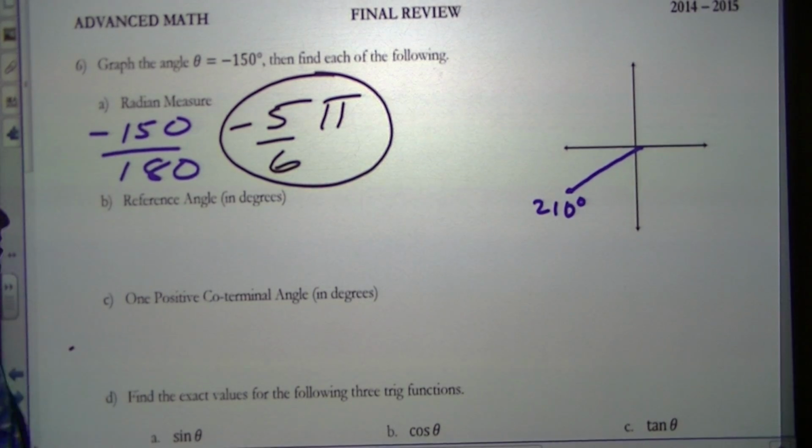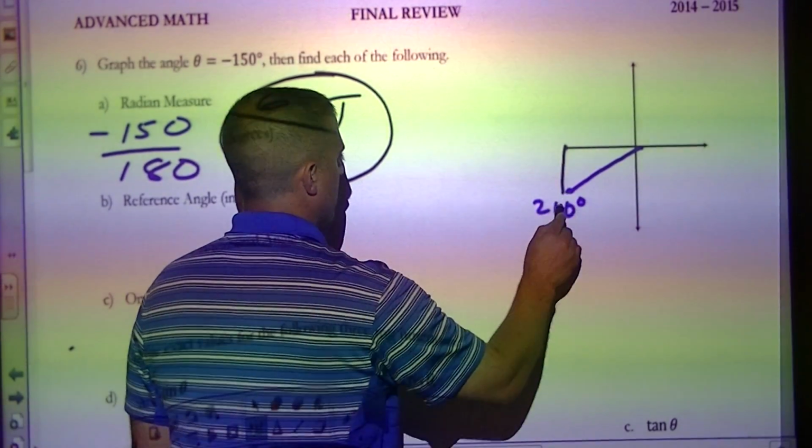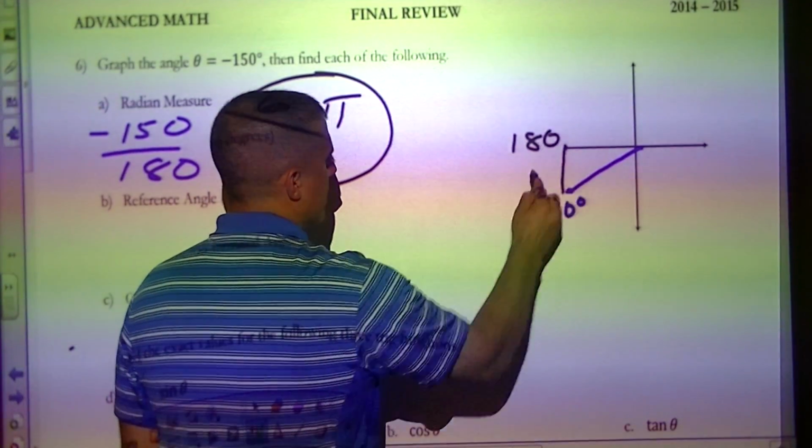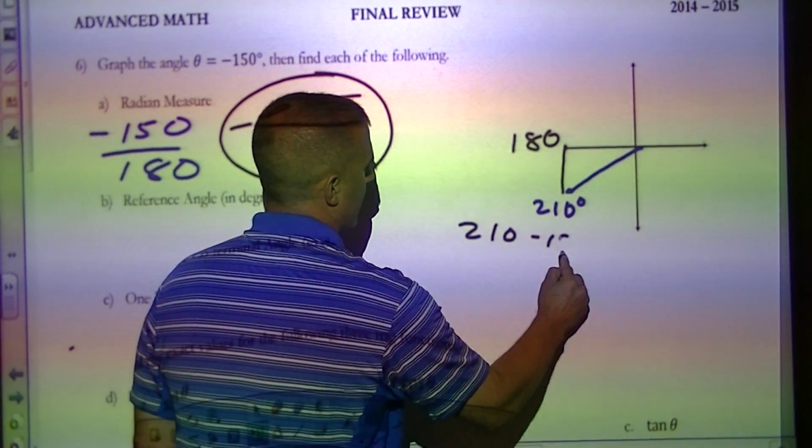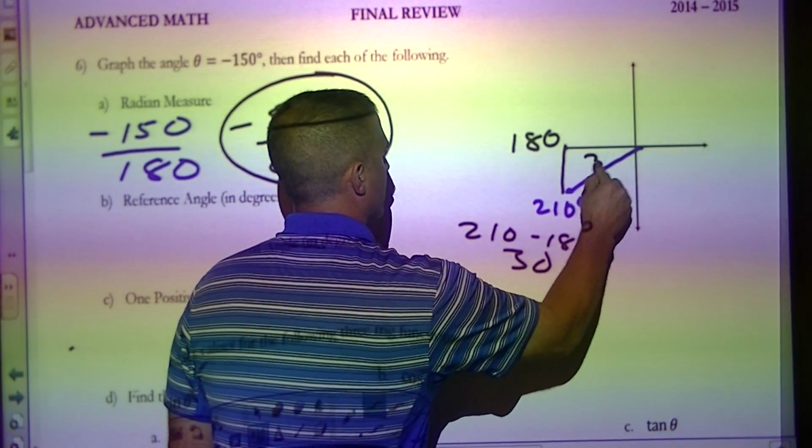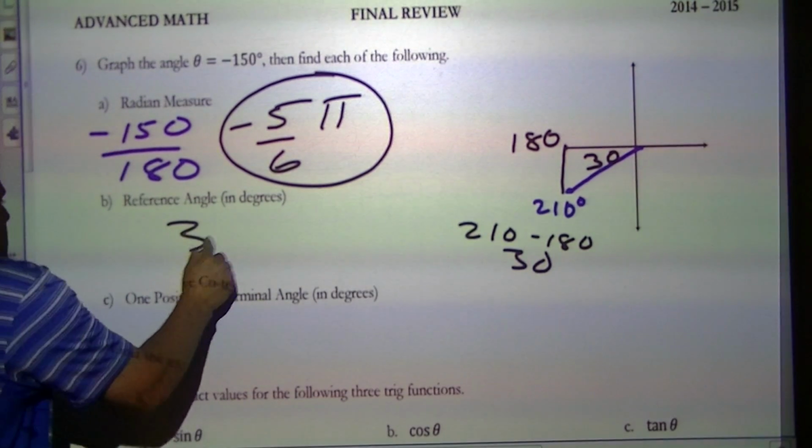What's my reference angle in degrees? Well, here's the deal. This is 210, this is 180. To do that, I need to do 210 minus 180, which would be 30 degrees. So there's 30 right there. There's my reference angle in degrees.